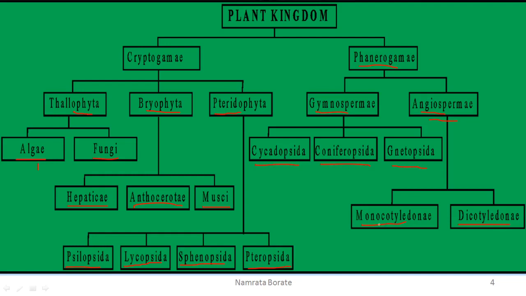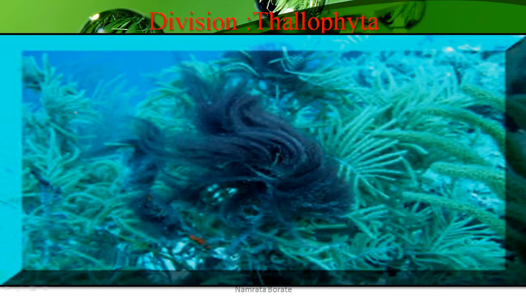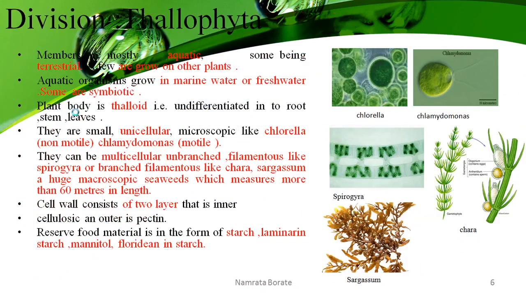So, first of all, we will start the first division, that's the division Thallophyta. So what is Thallophyta? We will see in detail. The thallophyte members are mostly aquatic, meaning they are found in water. Some are terrestrial, meaning they grow on land, and some may grow on other plants.